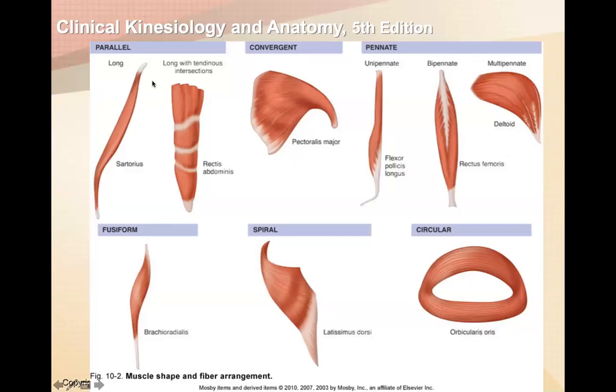But then we have other kinds of muscles. We have long muscles, like the sartorius and the rectus abdominis. The rectus femoris is a long muscle. A convergent muscle. Here's a unipinnate muscle: flexor pollicis longus of the thumb.